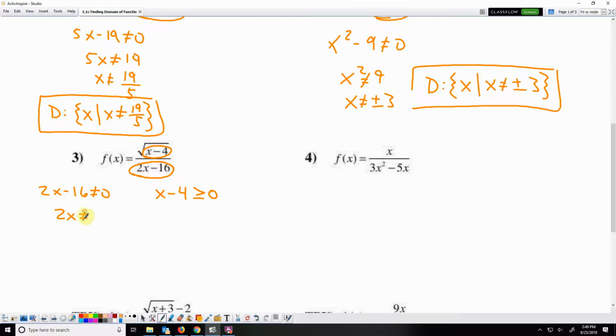So 2x cannot equal 16, which means x cannot equal 8. And x has to be greater than or equal to 4. So our domain is the set of all x such that x is greater than or equal to 4, but x does not equal 8.